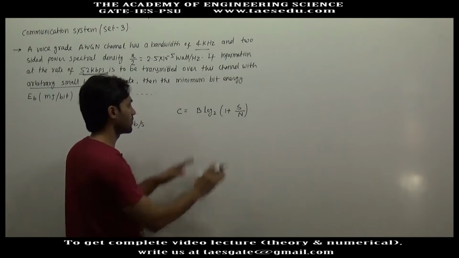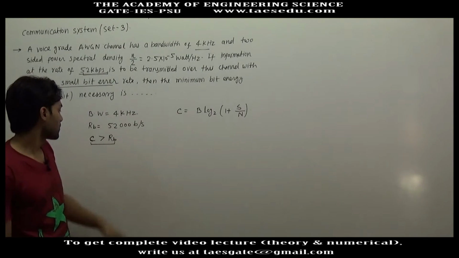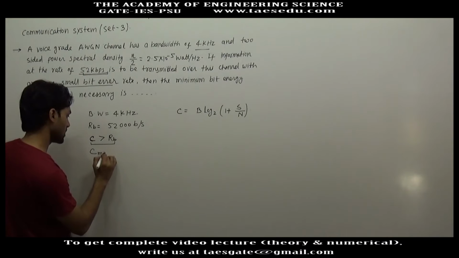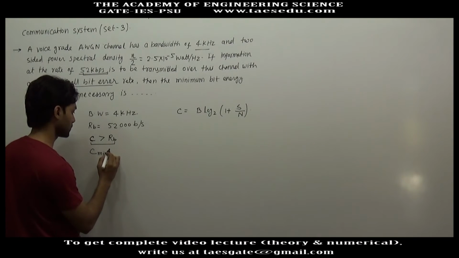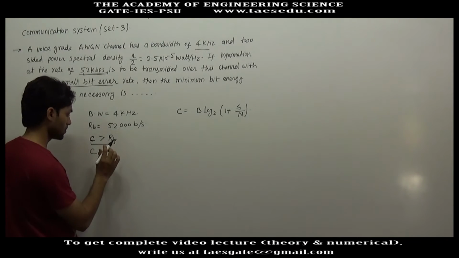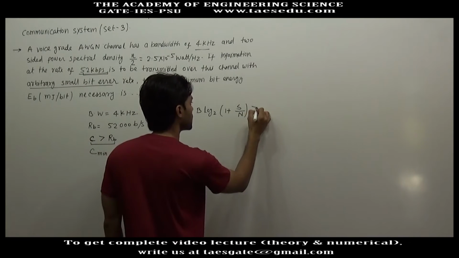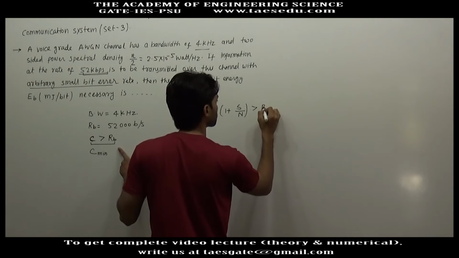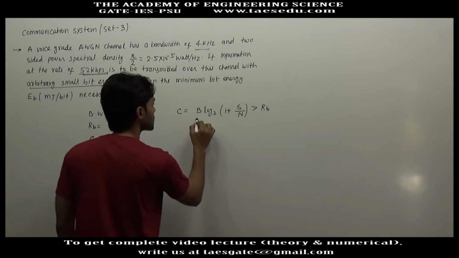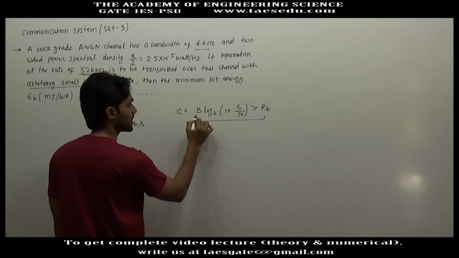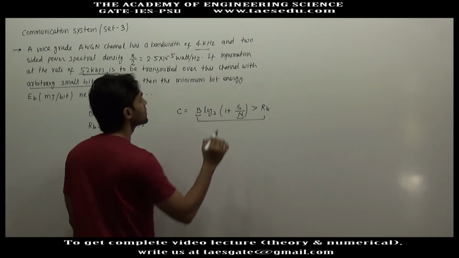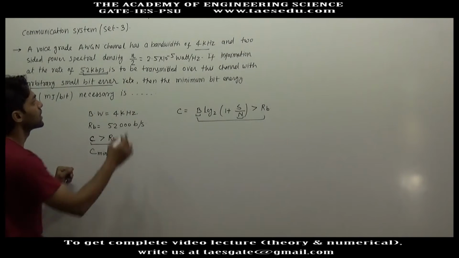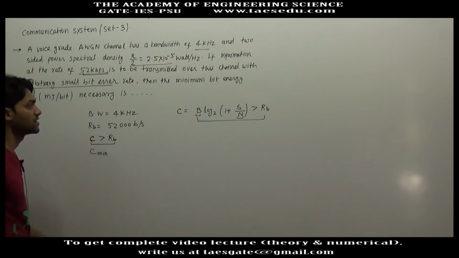So first we will find out the minimum capacity. If capacity is greater than bit rate, or simply we will write this quantity has to be greater than bit rate Rb. So using this condition, bandwidth is given, signal to noise power, the noise power we will find out with the help of noise power spectral density.